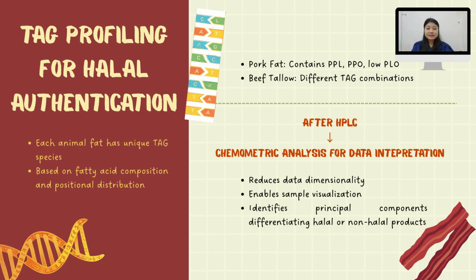Each animal fat has unique TAG species based on fatty acid composition. Pork fat contains specific combinations like PPL and PPO, while beef has a different TAG profile. After HPLC, chemometric analysis interprets the complex data, reducing dimensionality and identifying patterns that differentiate halal from non-halal samples.